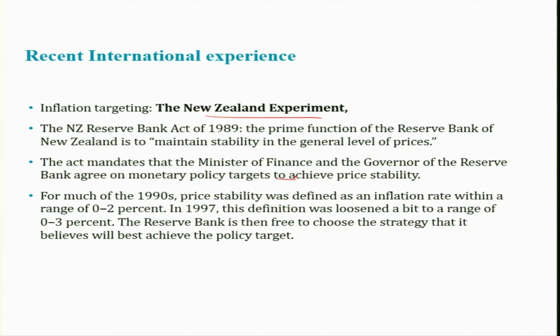For much of the 1990s, price stability was defined as an inflation rate within a range of 0 to 2%. In 1997, this definition was loosened a bit to a range of 0 to 3%. The Reserve Bank is then free to choose the strategy that it believes will best achieve the policy target. So, New Zealand was the champion here. They started it in 1989.